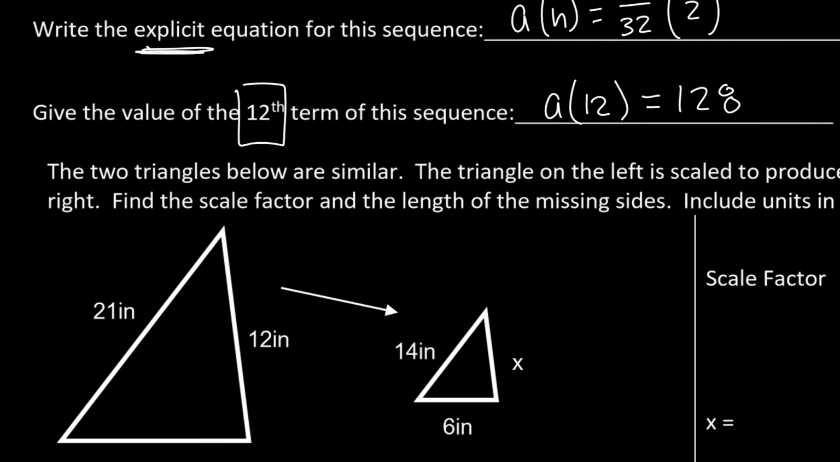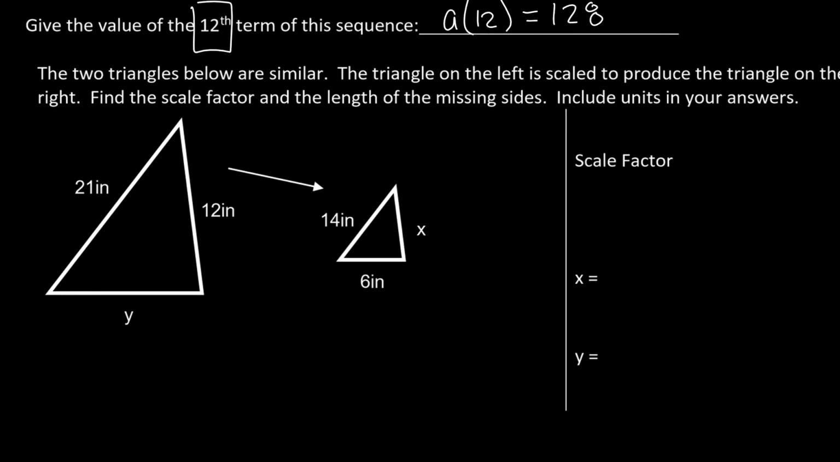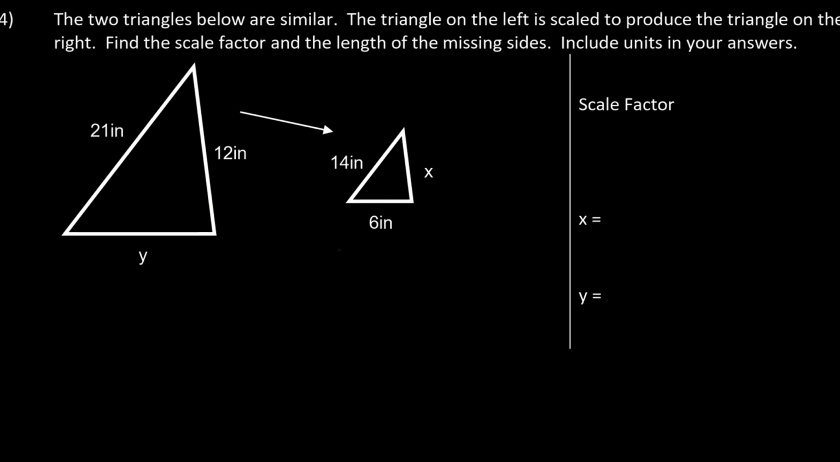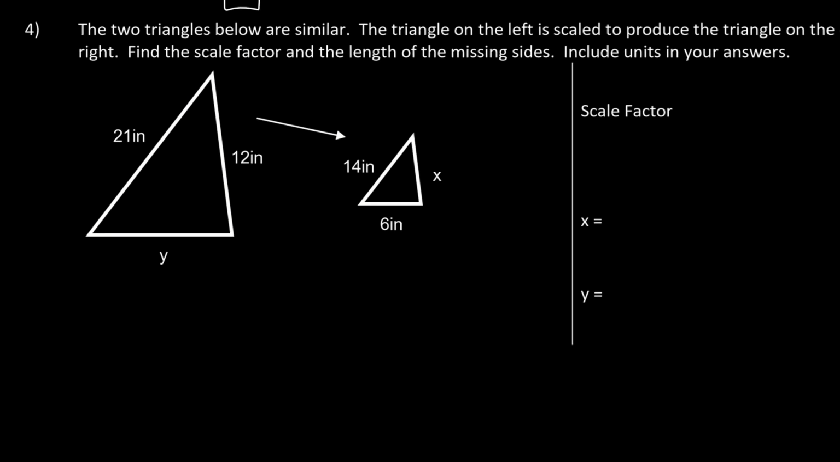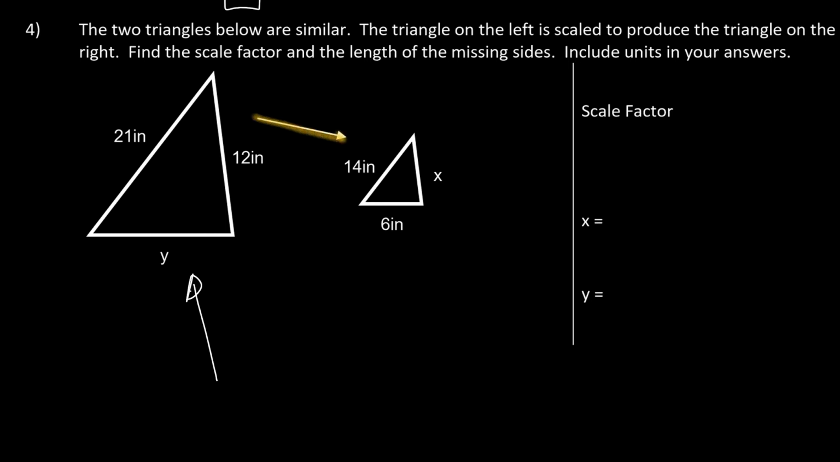Let's move on to number 4. It says the two triangles below are similar. The triangle on the left, that would be this one on the left, is scaled to produce the triangle on the right. So you can see the direction of this scaling. We're starting, this is the original one, and this is the direction to get to the new shape. So you know that when we multiply the original times the scale factor, it gives us the new value.